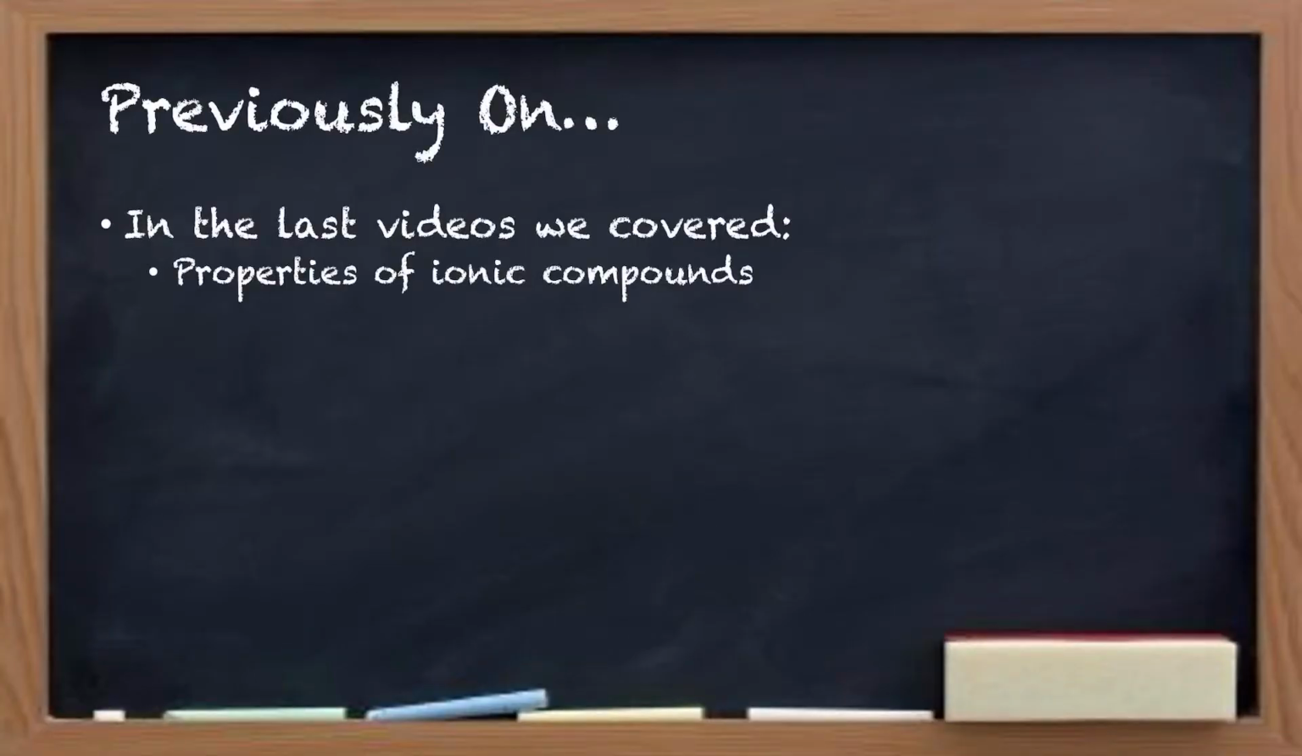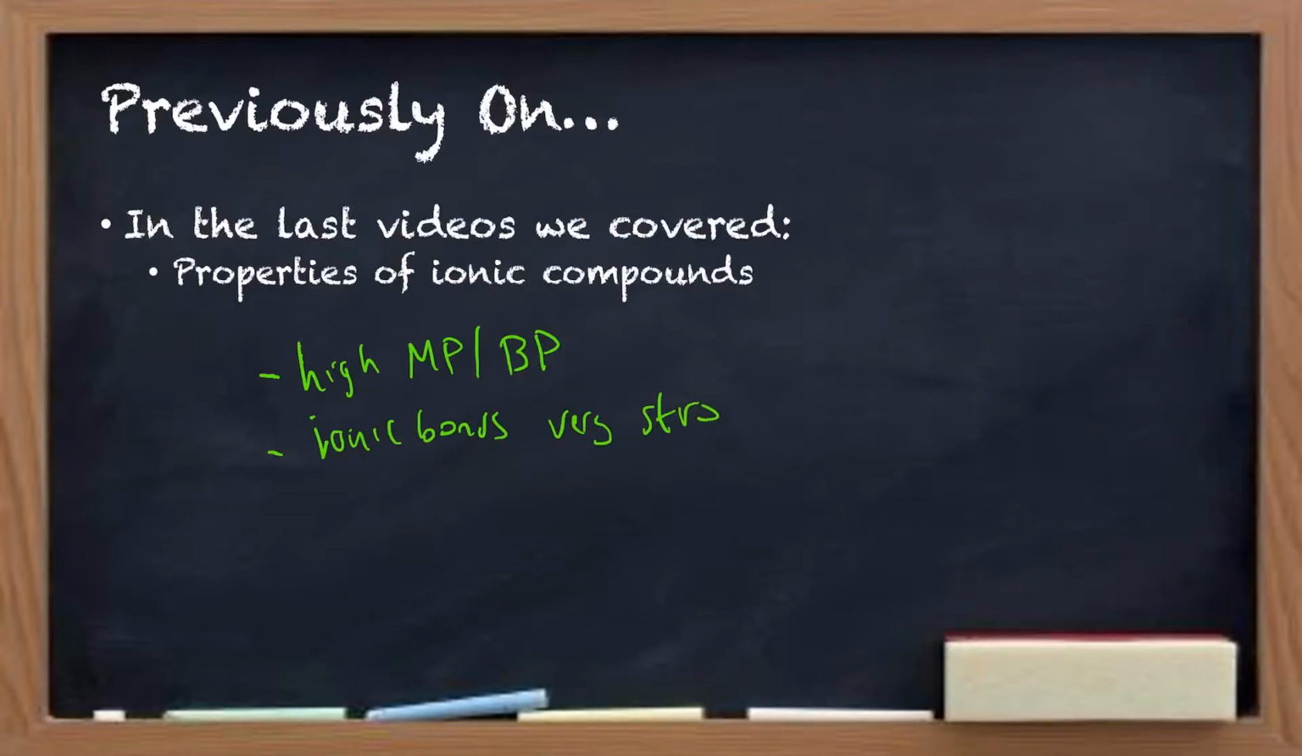So in the last video, we talked about the properties of ionic compounds, and just to give us a quick review, we learned that they have high melting points and high boiling points. Ionic bonds are very strong, and that's why you have these high melting and boiling points, because it takes a lot of energy to kind of break those attractions apart.